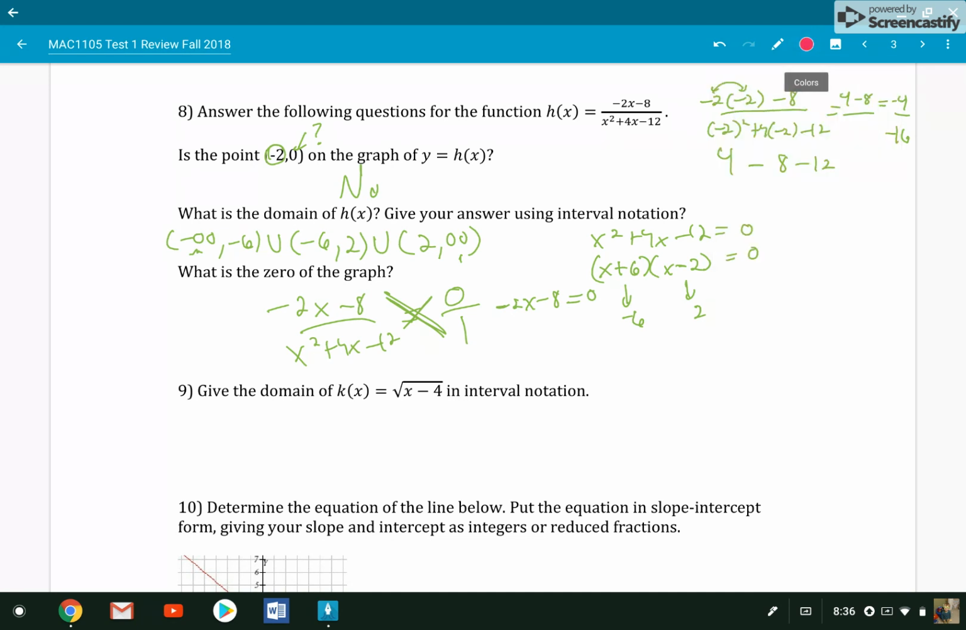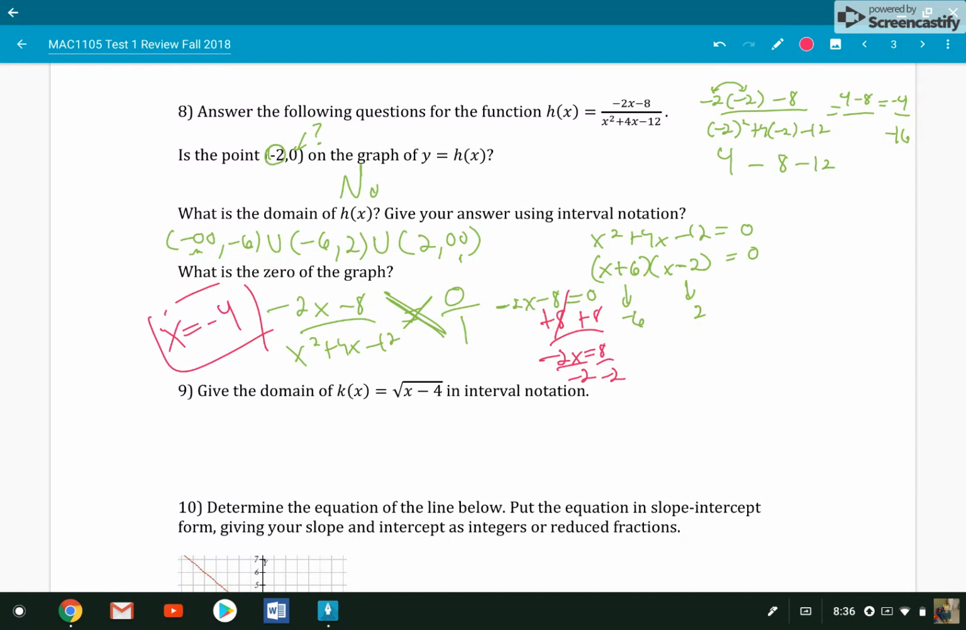I can add an 8 to both sides. So negative 2x equals 8. Divide by negative 2, and x is equal to negative 4. And that's my 0.